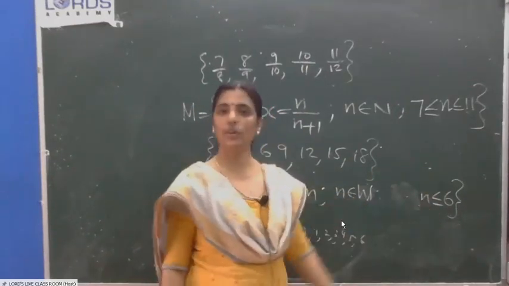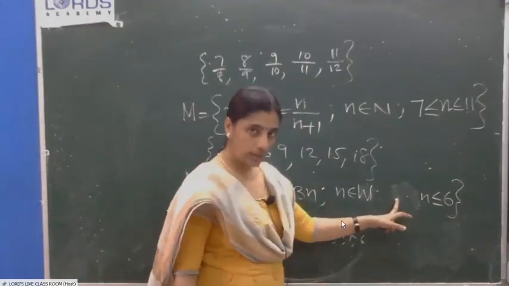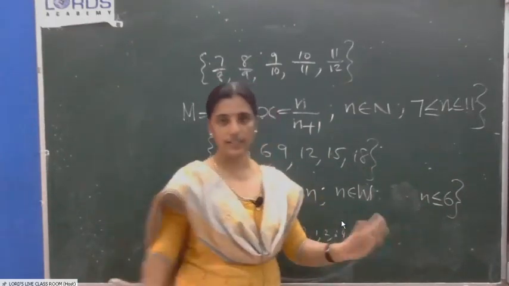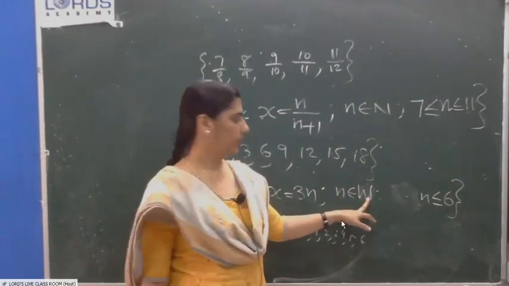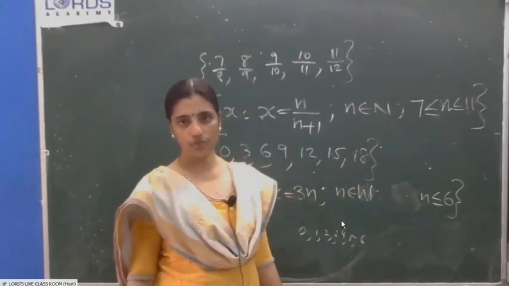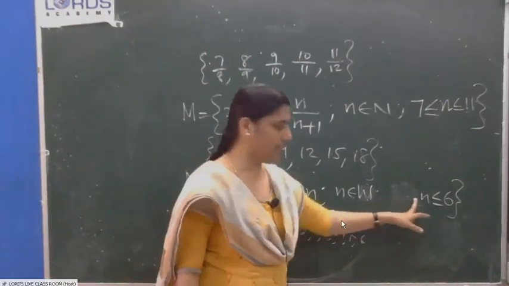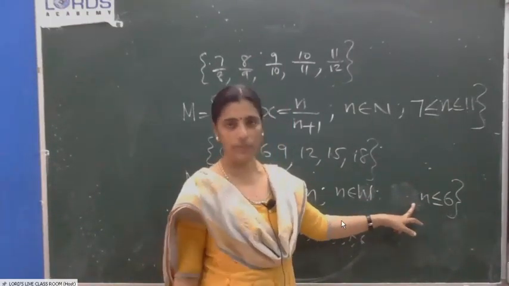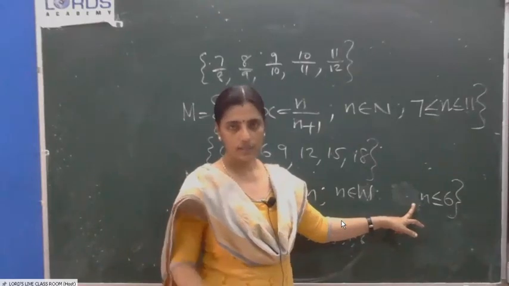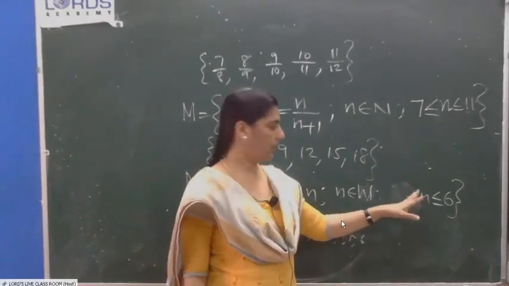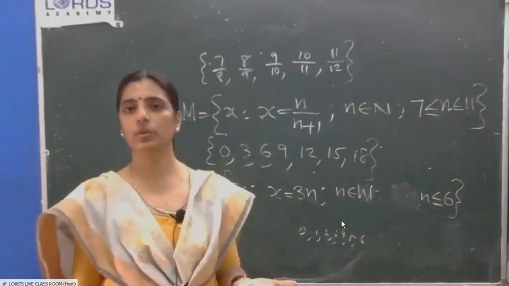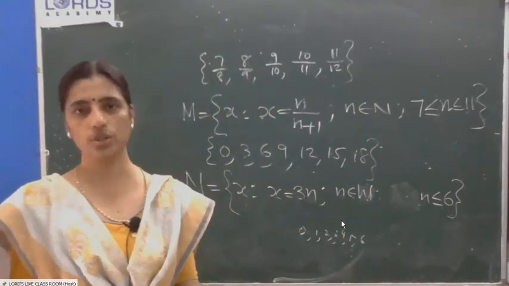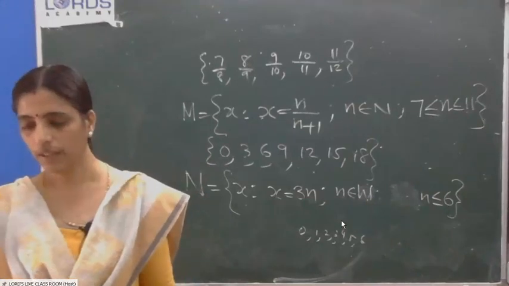Whether you are writing 0 or not doesn't matter, because n belongs to W means automatically we know that n starts from 0. So no need to write here. If you are writing also, mark won't be reduced. That's an extra only. If you are not writing also, no problem, because it belongs to W means automatically we know that first value is 0. Okay. Next question.